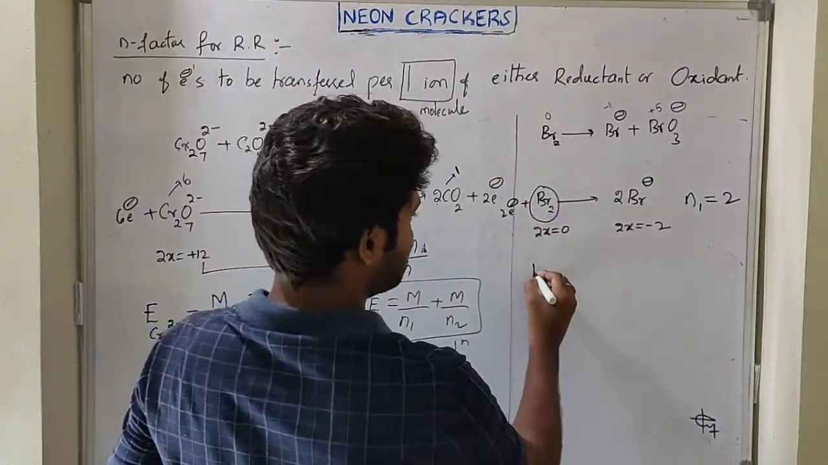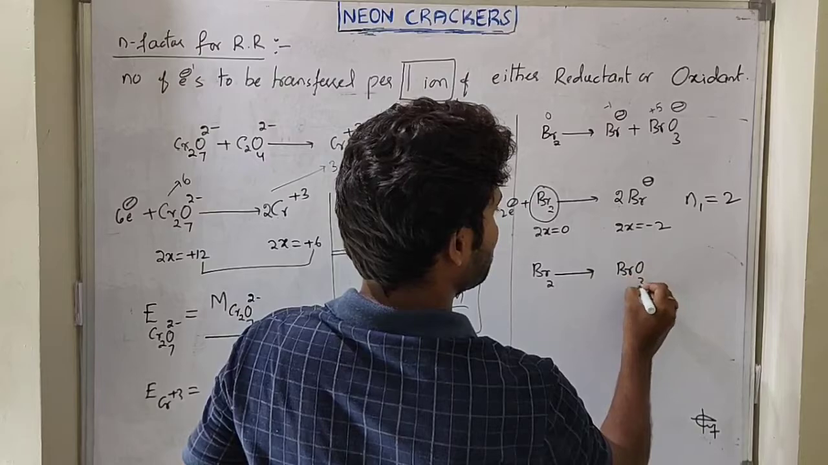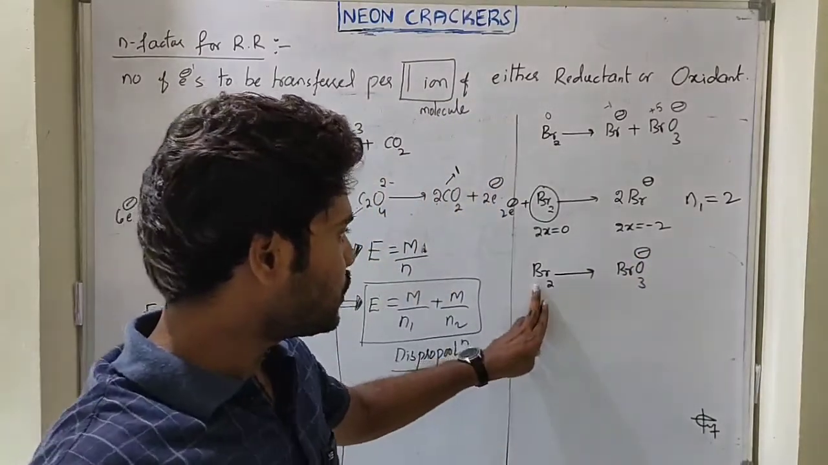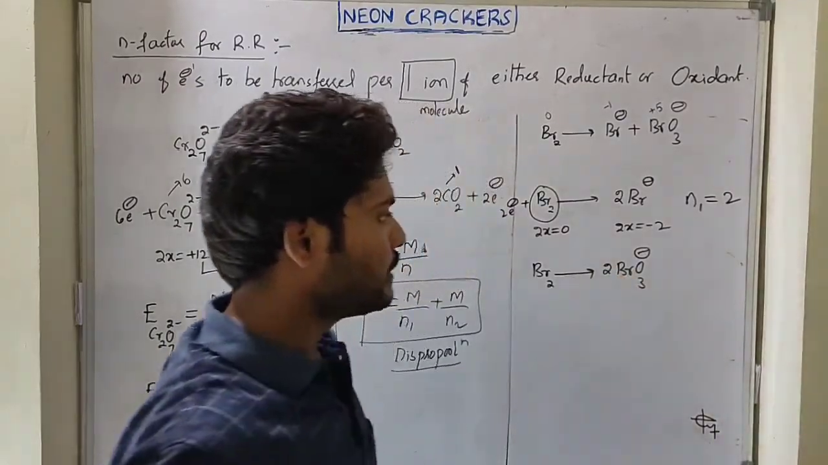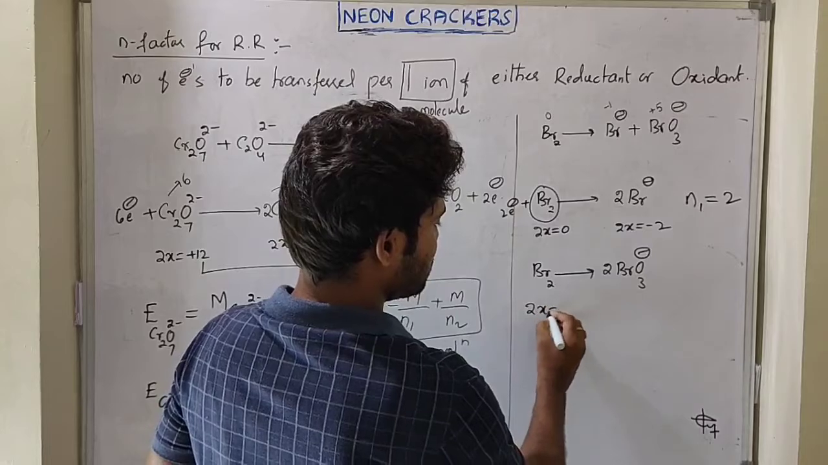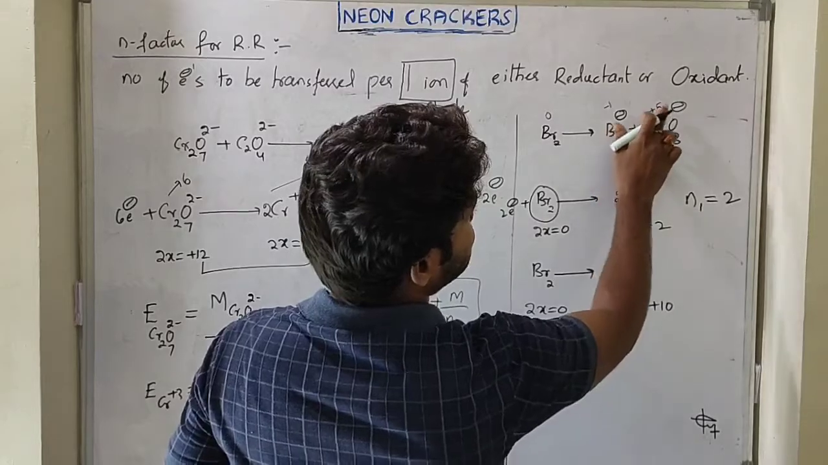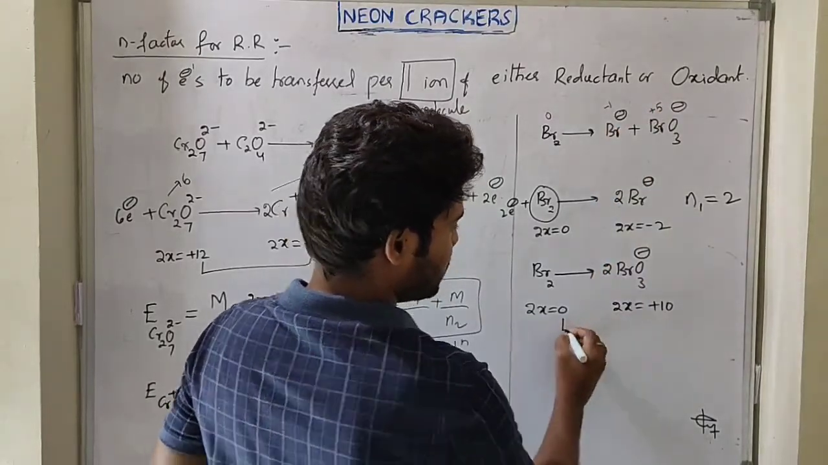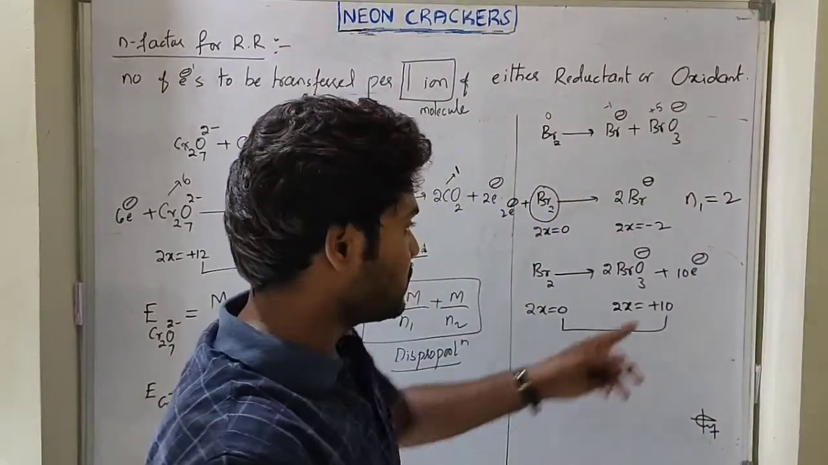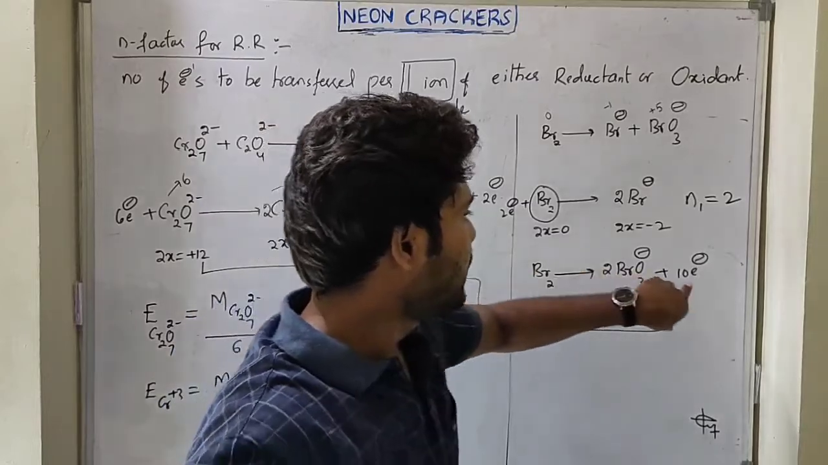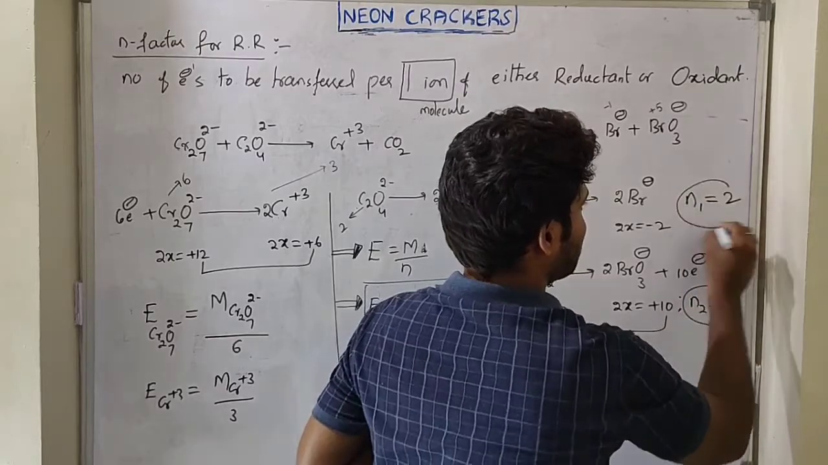2. Next, the same Br2 molecule gets into BrO3 minus. Here also 2 atoms, only one atom is there. So in balancing the equation we multiply by 2, and we get 2x equals 0. Here 2x equals, what is the value? Plus 10, because one ion has plus 5 and two ions have 2x equals plus 10. So the difference is how much? 10 electrons. Now this is the oxidation reaction. In the oxidation reaction, one molecule and 10 electrons are there. So what is the N factor here? n2 equals 10, n1 equals 2.